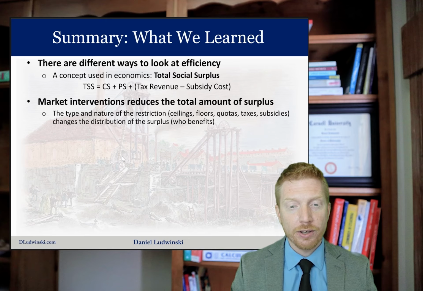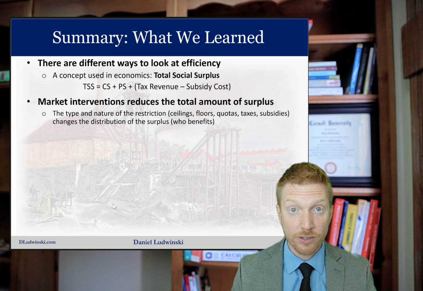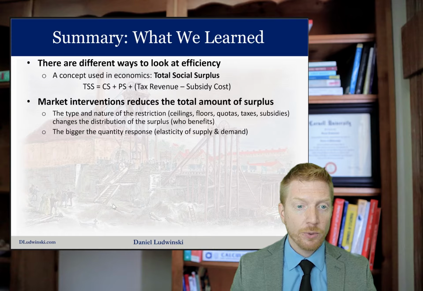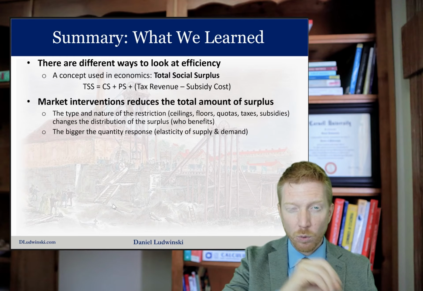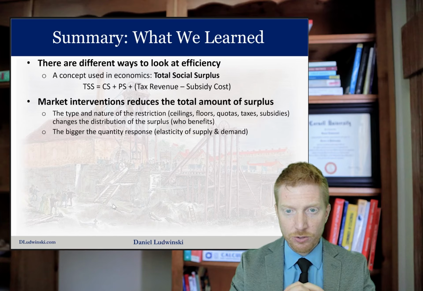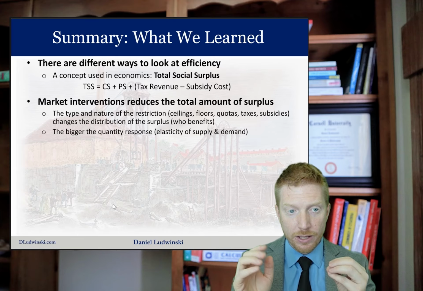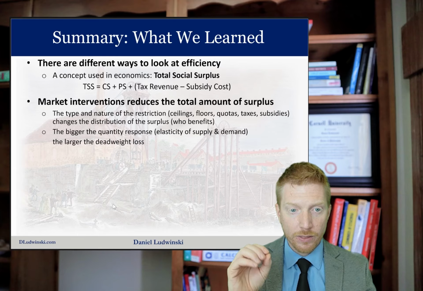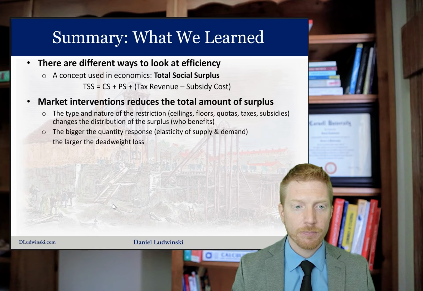We also saw a bunch of different types of restrictions: ceilings, floors, quotas, taxes, subsidies, and we saw how those change the distribution of the surplus and who benefits. We also saw that the bigger the elasticity, the bigger the quantity response to a change with taxes and subsidies, the bigger the deadweight loss, right? The more surplus we're losing out on.